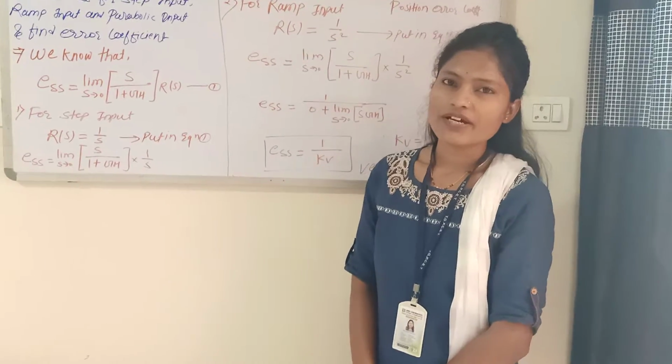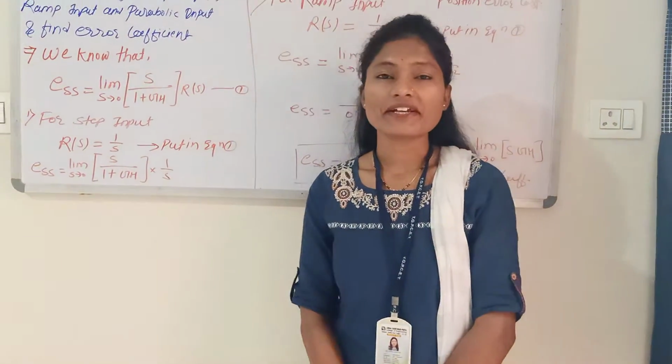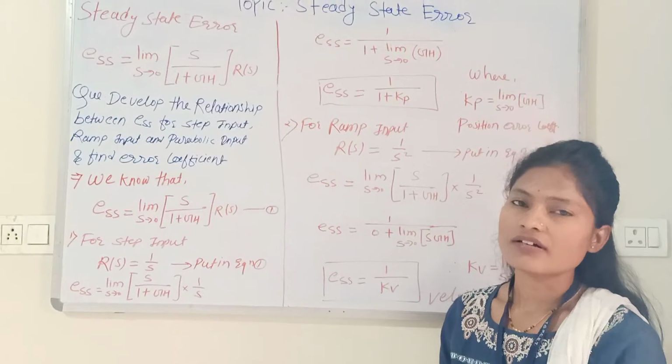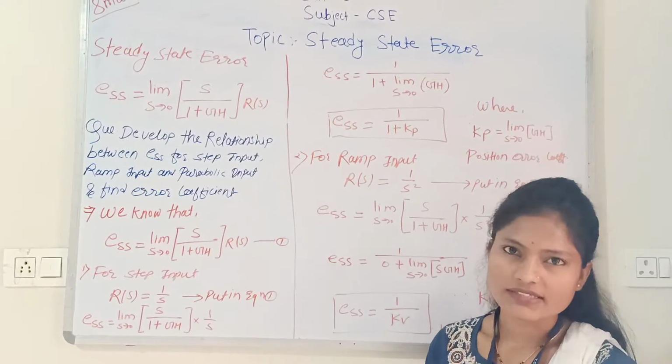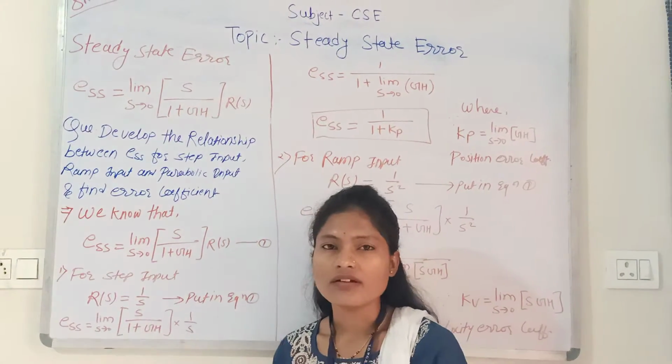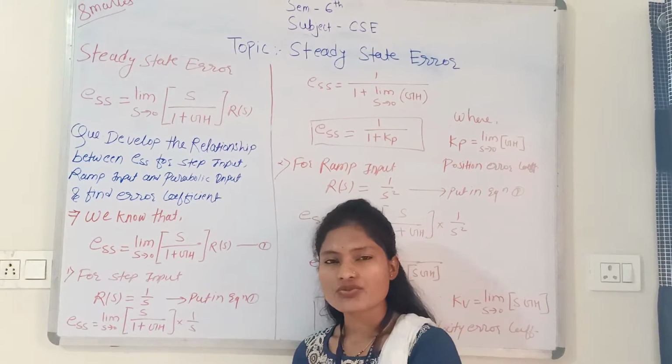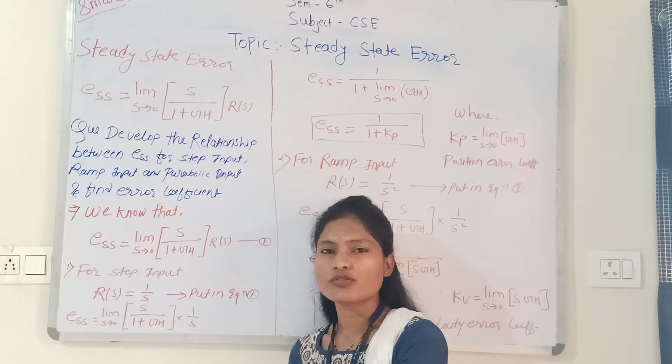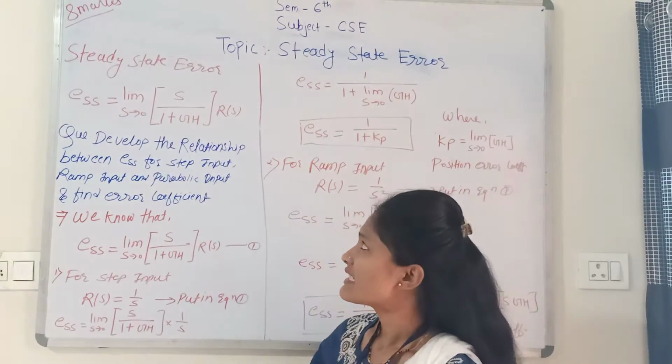Good morning students. Today we are going to learn the topic steady state error, which comes from the time response analysis, that is unit number 3. Let us see what a steady state error is. It is the difference between the actual output and the desired output.